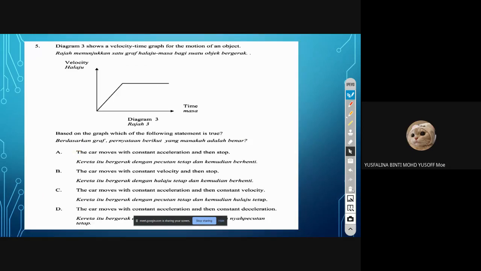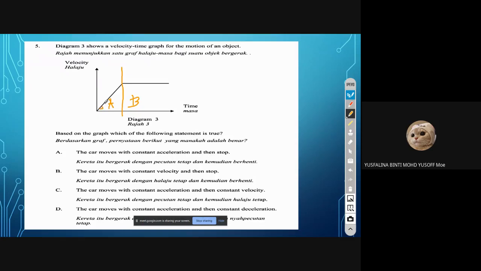Diagram 3 shows a velocity time graph for the motion of an object. Based on the graph, which of the following statements is true? The car moves with constant acceleration then stops. No. So we divide into two sections, A and B. For this one, constant velocity, no. Constant acceleration, okay, let's see.